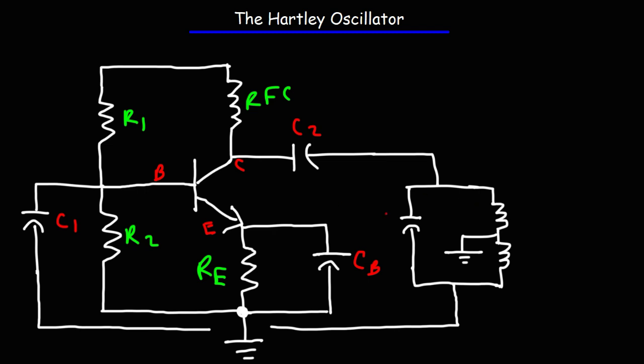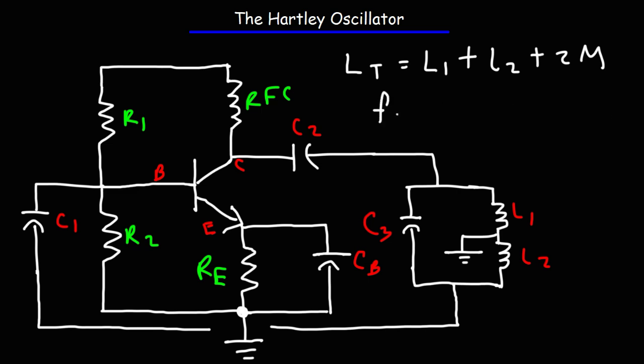So let's call this C3, and then this is going to be L1 and L2. The total inductance is going to be the sum of the inductance of L1 and L2 plus any mutual inductance that will occur when those two are next to each other.